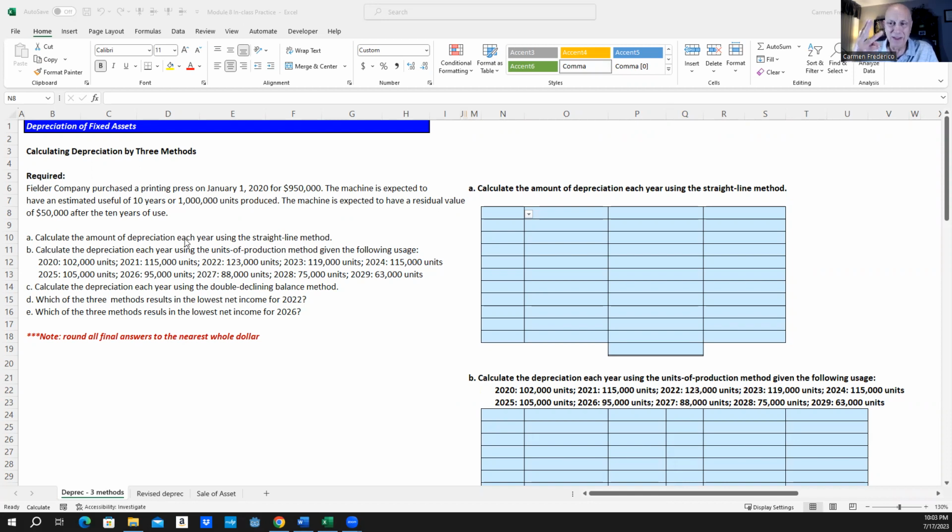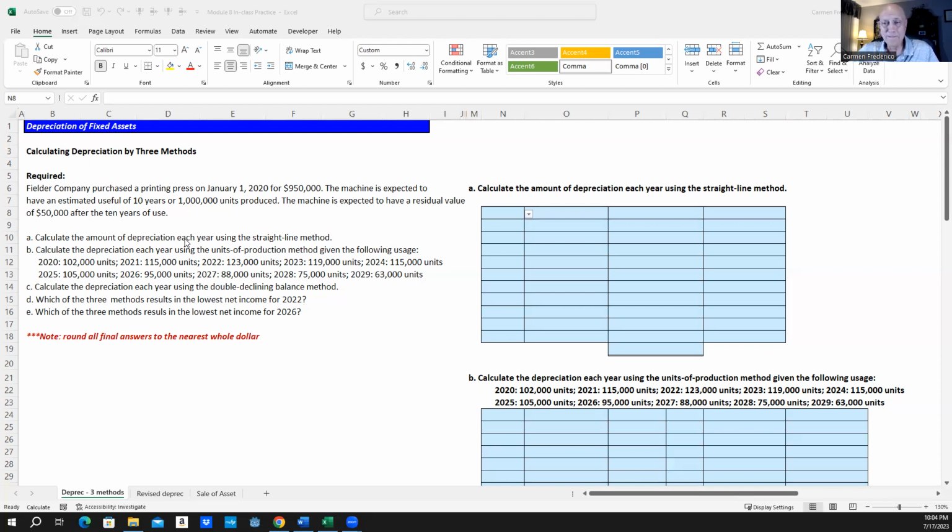So you need 3 things to calculate depreciation. One, you need the cost, what you capitalized. In this case, we debited the equipment account for $950,000, so we need that. We also need to know the estimated useful life. In this case, it's 10 years or 1 million units. We're going to see how we use both of those. And then you need a salvage value if you use salvage values. And that's going to be, in this case, $50,000. So after 10 years of use, they expect the salvage value to be $50,000. That's what they can get for it at the end of 10 years of using it.